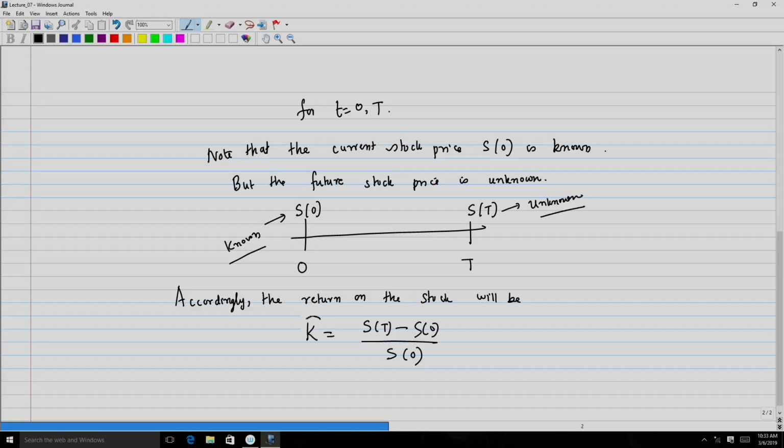So, from now on we will be making use of the notation K for return for the purpose of discussion on portfolio theory. So, that means that in this discussion we assume one time step framework, and this will be extended later.